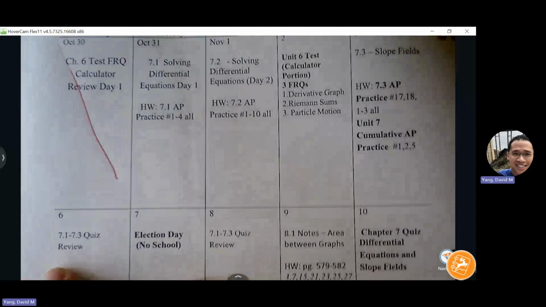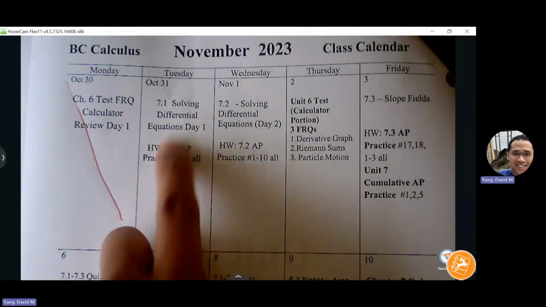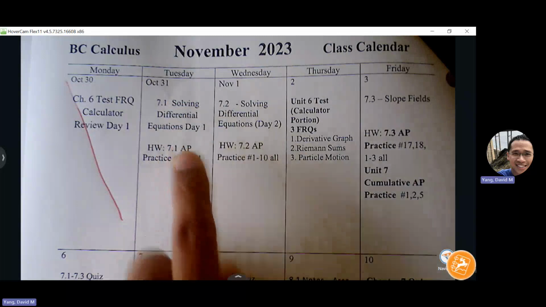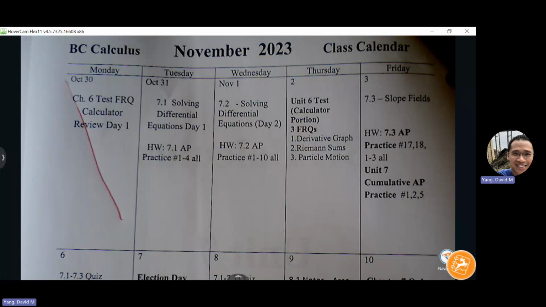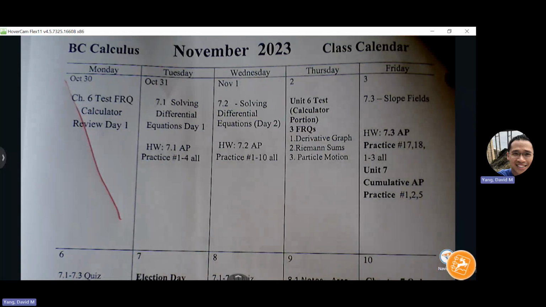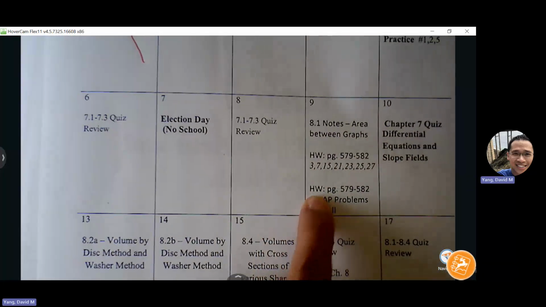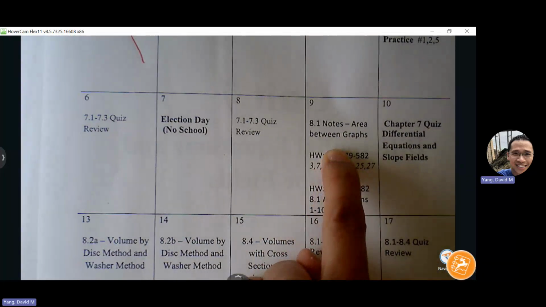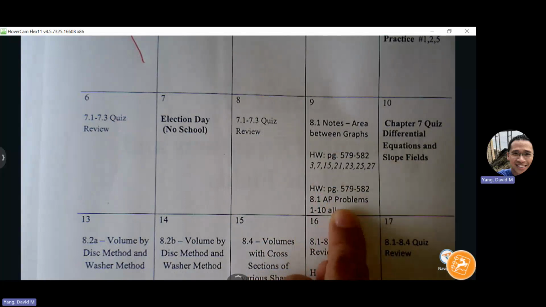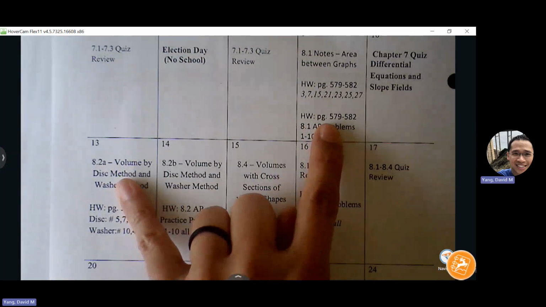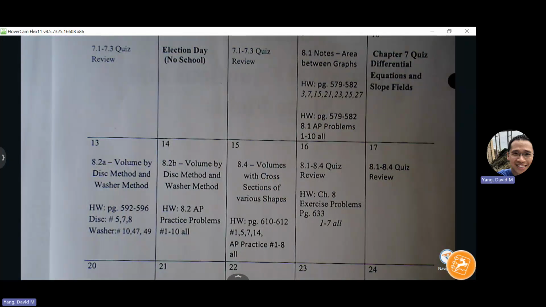Basically, solving differential equations will feel like what we did with U substitution. It's just that now we're working with both sides of the equation, so it's just going to extend the problem a little bit longer than before. After this, we're going to start our final unit of this semester, which is area and volume. Typically students find these topics a little bit easier because it's just the setup. If you can do the setup, the rest of the work can just be plugged into the calculator.